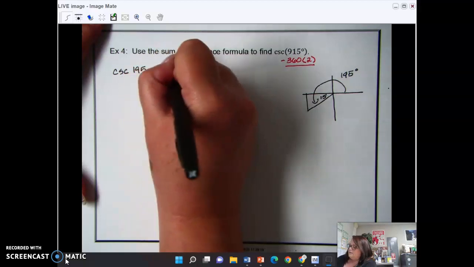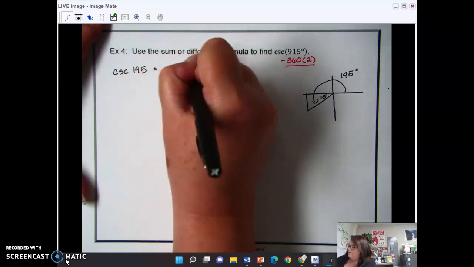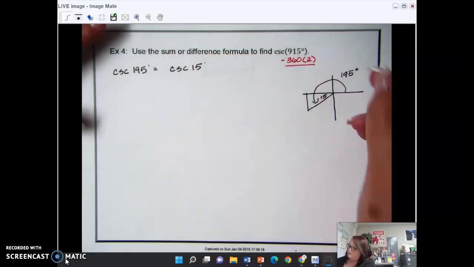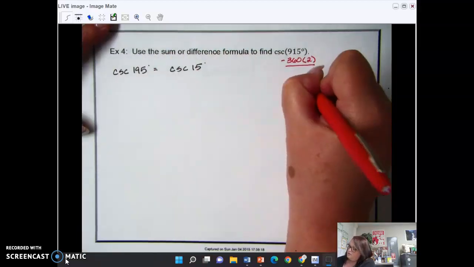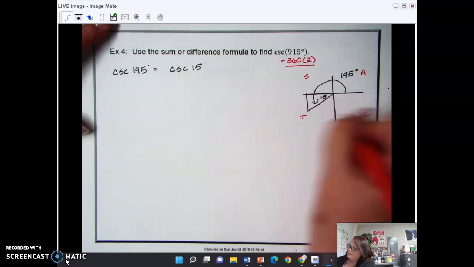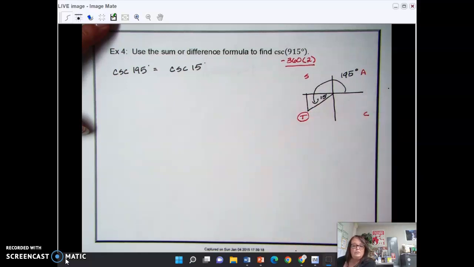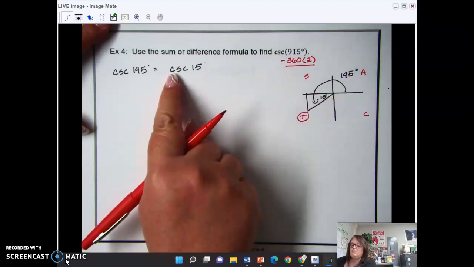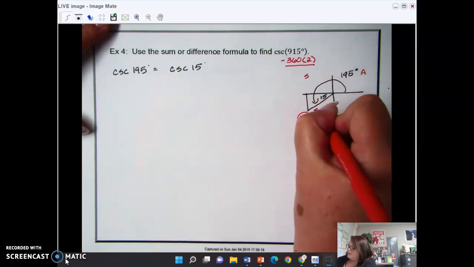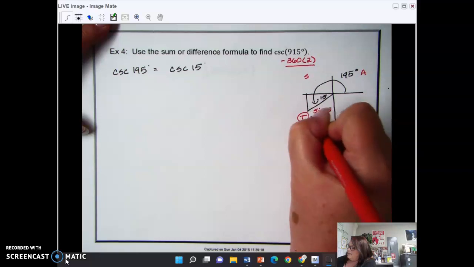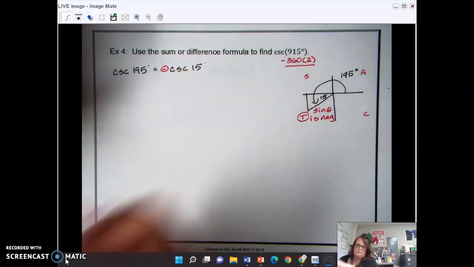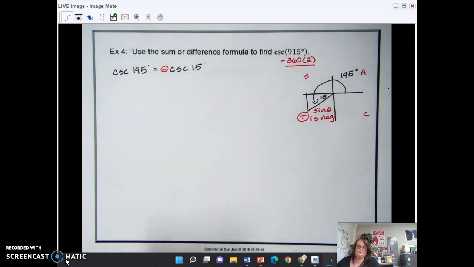So this is equivalent to the cosecant of 15 degrees, but then we need to figure out, is that going to be positive or negative? So if all students take calculus, that means tangent is the only function that's positive in the third quadrant. And remember, cosecant is the reciprocal of sine. So sine of theta is negative. So if sine of theta is negative, then cosecant of theta is also going to be negative.